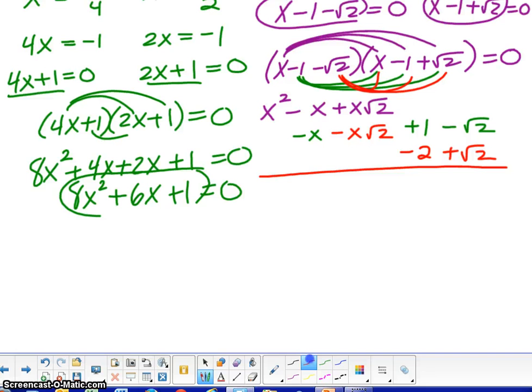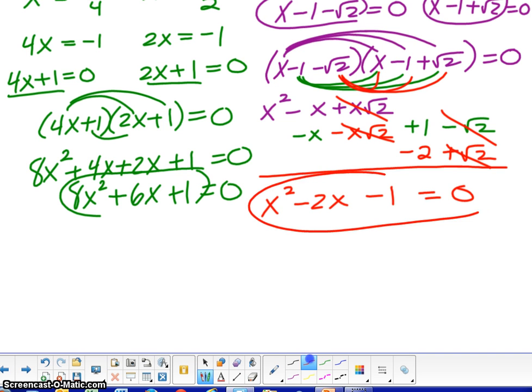All right. Now, if we add everything we have left over, x squared minus 2x, those cancel. And then minus 1, and those cancel. There is our quadratic. So that definitely is the most difficult of all of them, but I know you can do it. So that concludes this lesson for today.